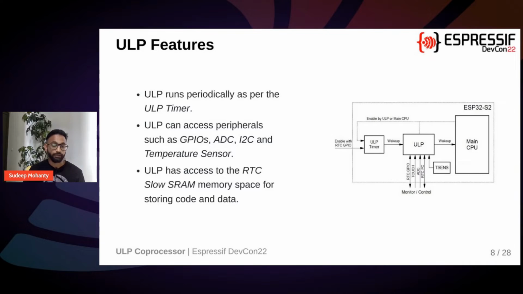Then the ULP has access to some memory, which is in the RTC power domain. This is known as the RTC slow SRAM. And this memory space is common between the ULP and the main CPU. So the ULP and the main CPU can also exchange data if needed. Of course, the ULP has access to all the registers that come in the RTC power domain, so it can control all required peripherals and GPIOs accordingly.